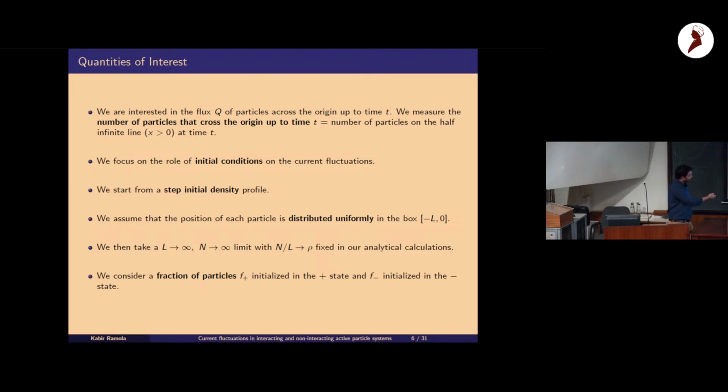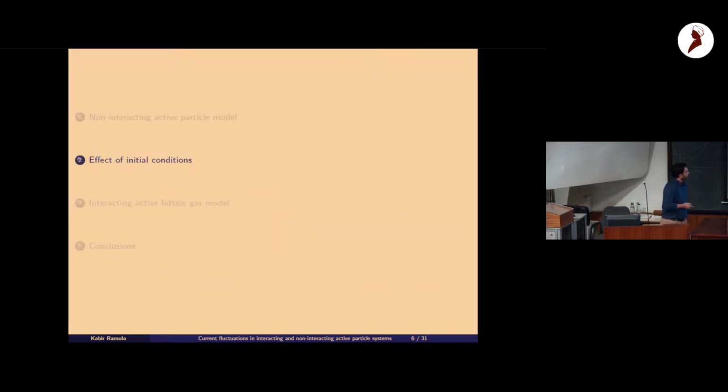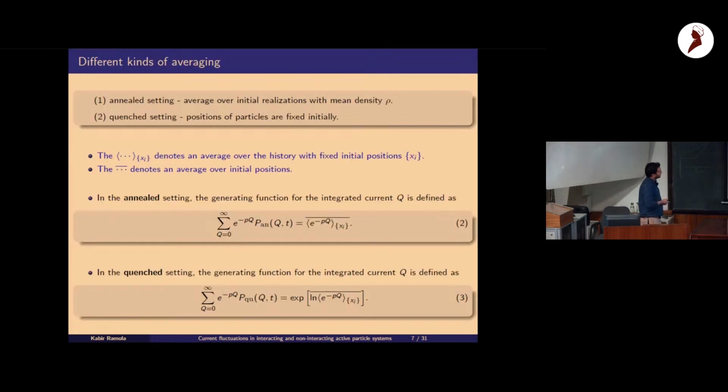We start with positions distributed uniformly in a box from minus L to 0, and then we take the limit L going to infinity, N going to infinity, with the density kept fixed in our analytic calculations. And we consider the fraction of particles F plus, initialized in the plus state as I mentioned, and F minus initialized in the minus state. Okay, so we want to now look at the effect of initial conditions.